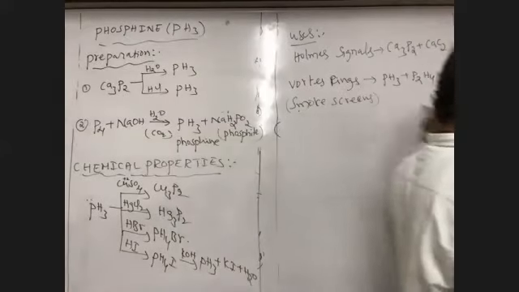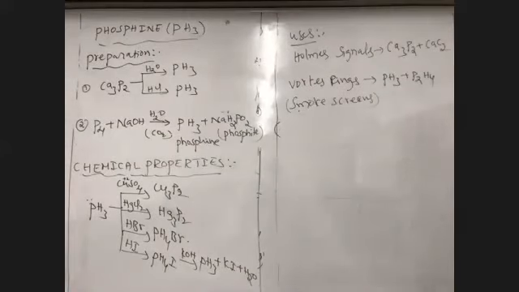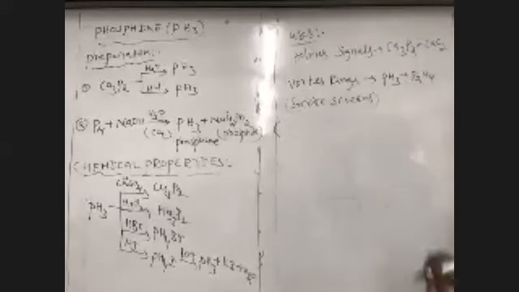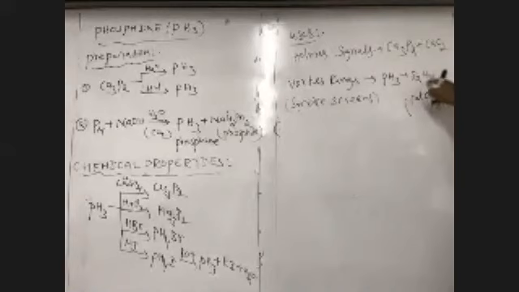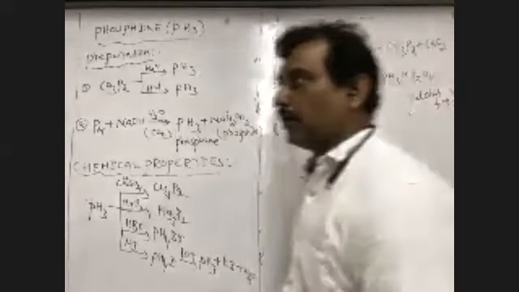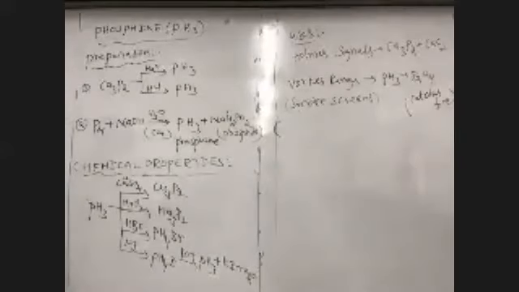Generally PH3 does not support combustion. Pure phosphine does not undergo combustion. But the impure form of phosphine supports combustion. The impure form means phosphine containing P2H4. If P2H4 is present as an impurity in phosphine, the P2H4 easily catches fire. Due to this reason, it is used for producing vortex rings. P2H4 undergoes combustion to form P2O5.